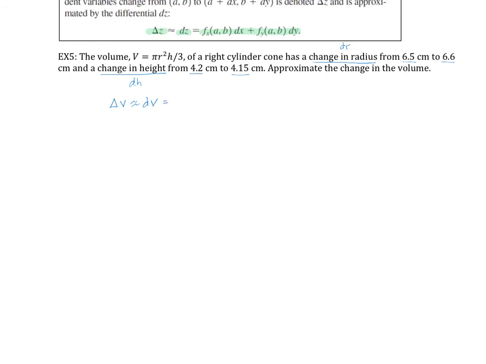And that would be equal to the partial derivative of the volume with respect to x. You can look at your x value as being r for radius. So the partial with respect to r times dr, plus the partial derivative with respect to the height times dh.